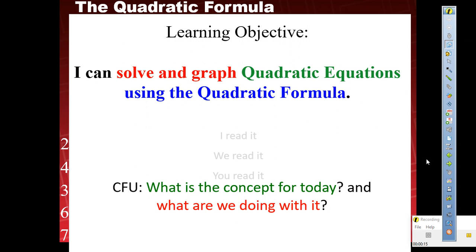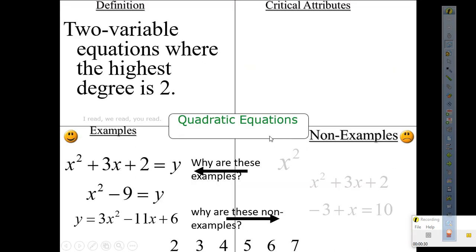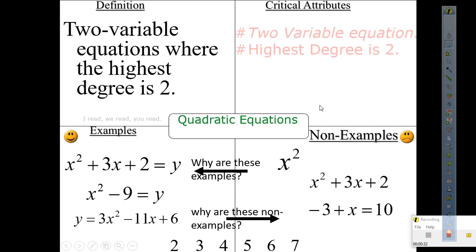Good. So our concept's still the same, quadratic equation, so that's why we don't need a Frayer model. By now you should know what that is. But today we're learning a new method of solving, which is using the quadratic formula. So, like I said, quadratic equations, you already have this Frayer model filled, right?